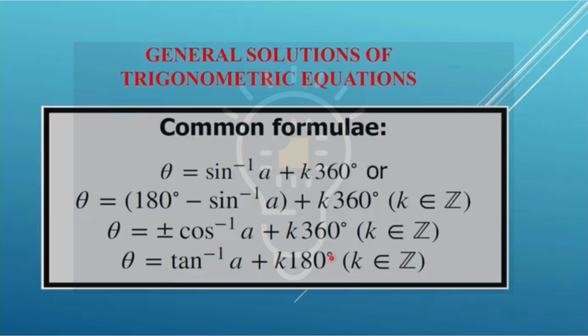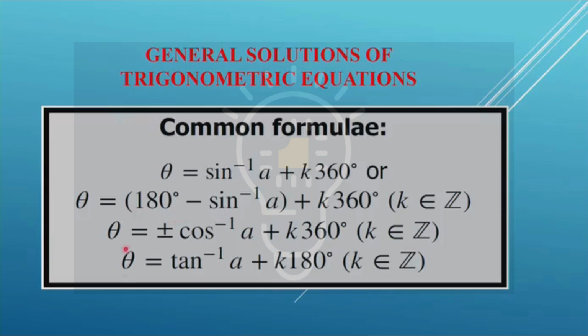Now, for general solutions, you may want to remember this, that the common formulae involved for sine theta is equal to A: theta is equal to arcsine A plus k times 360 degrees, or theta is equal to 180 degrees minus arcsine A plus k times 360 degrees. Remember, sine is positive in the first and in the second quadrant. And we just spoke about the defining ratio of the second quadrant as being 180 degrees minus theta.